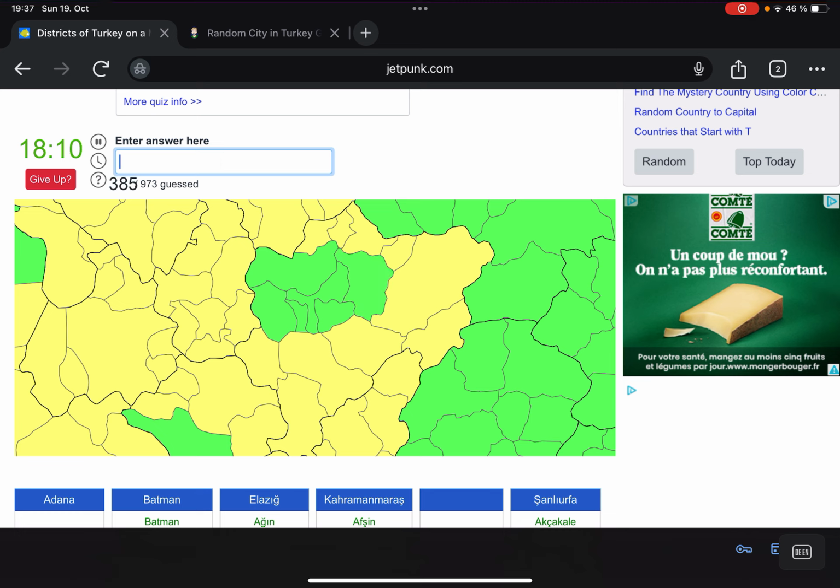Bünyan, Sarıoğlan, Özvatan, Felahiye, Akkışla, Pınarbaşı, Tomarza, Sarız, Develi, Yahyalı, and this should be Yeşilhisar.